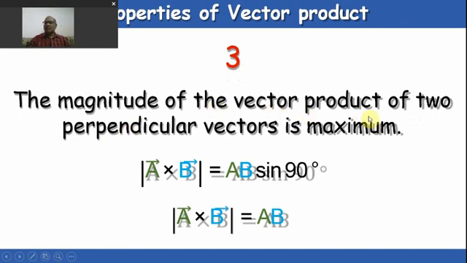The magnitude of the vector product of two perpendicular vectors is maximum. If there are two perpendicular vectors, then the magnitude will be maximum. Why? Because sine 90 is the maximum value, which is 1. So A cross B is equal to AB sine 90, that will be AB.